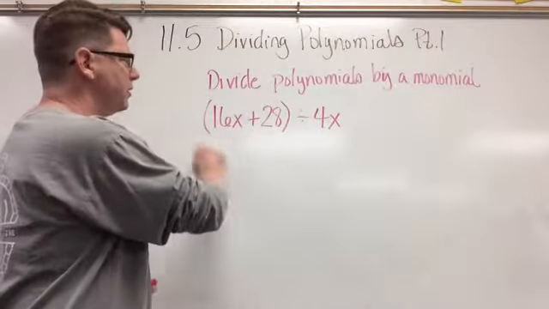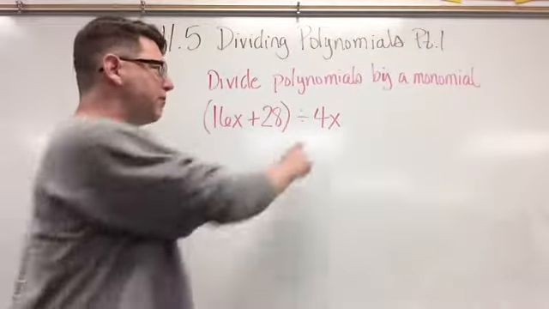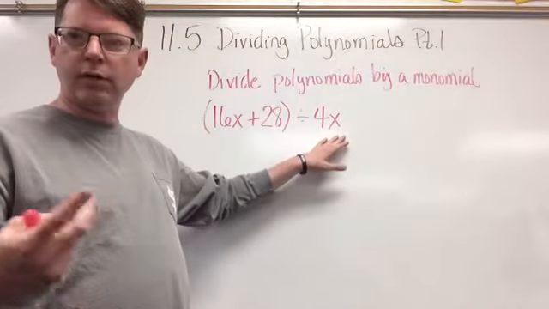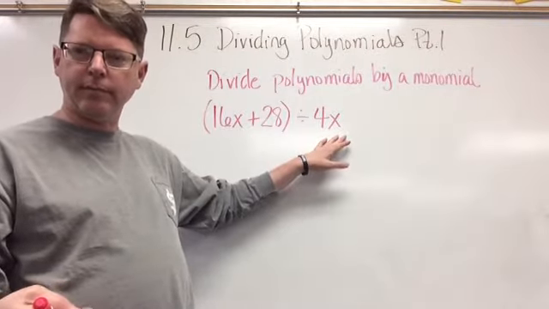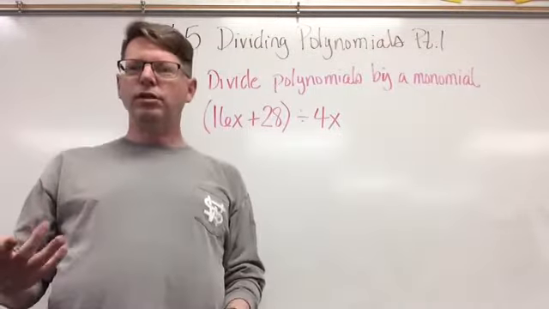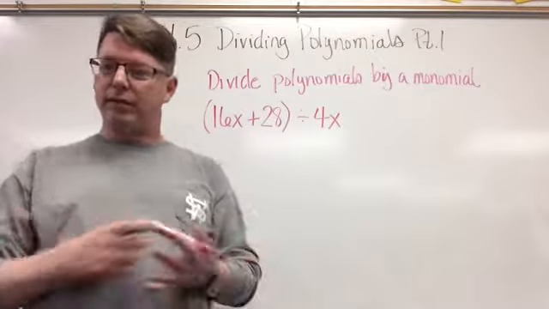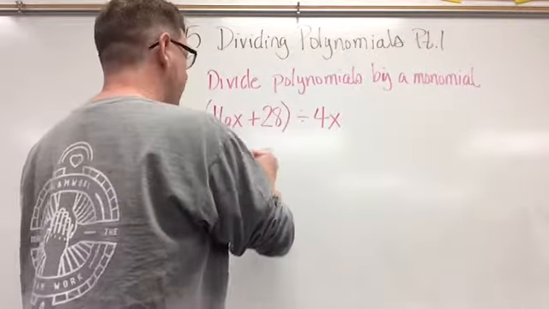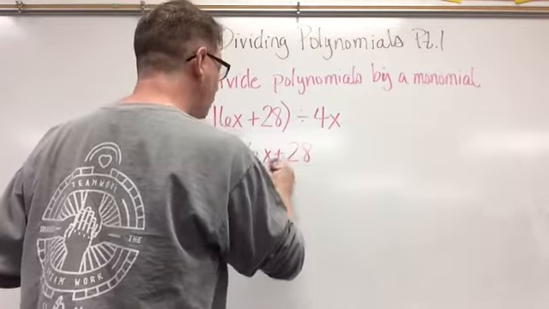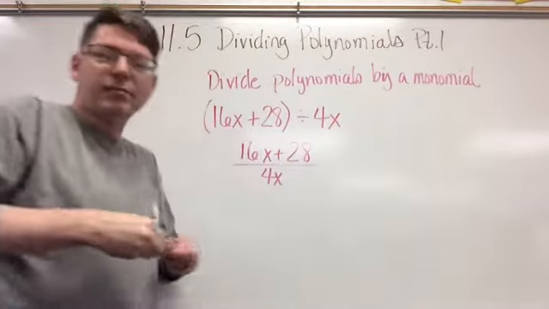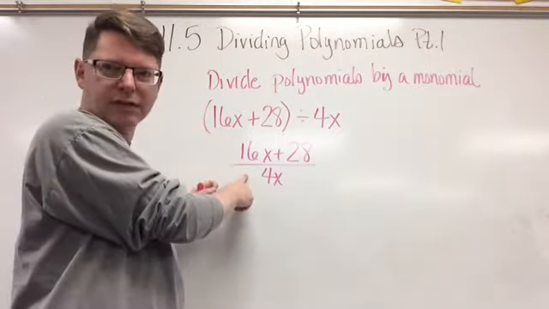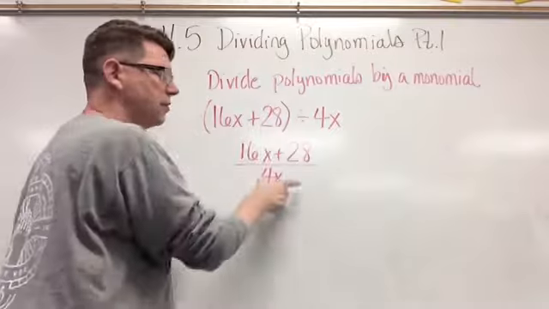Here I have a polynomial, 16x plus 28, and I want to divide it by a monomial, 4x. Remember, a monomial is a number, a variable, or the product of a number and a variable. Binomial divided by monomial. What I want to do is set it up so it looks like a fraction. So I would rewrite this as 16x plus 28 over 4x. Sometimes it may be given to you in this form already. If it's not, then you might want to rewrite it so it looks like a fraction.